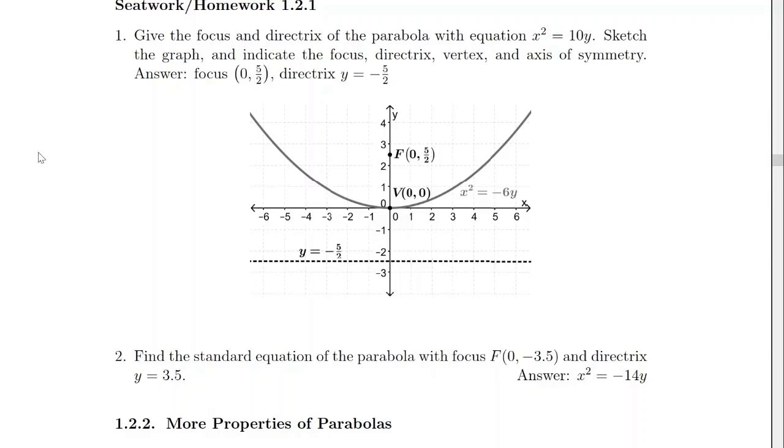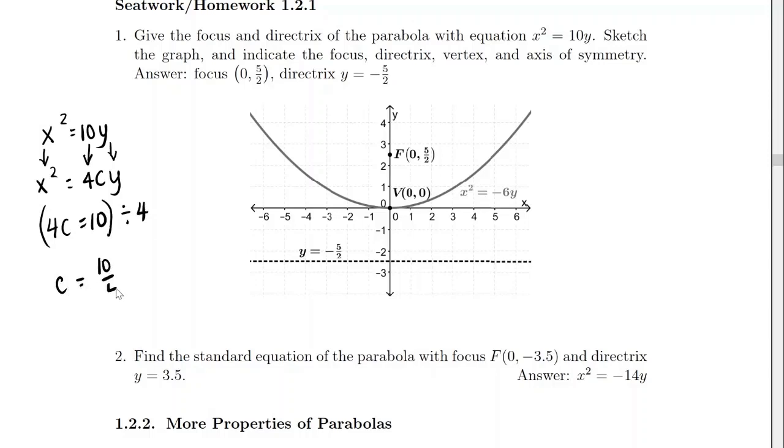So the solution here, since x squared equal to 10y is of the form x squared equal to 4cy, that means x squared equals x squared, y equals y, and 10 is equal to 4c. So 4c is equal to 10. If we divide both sides of the equation by 4, we have c is equal to 10 over 4, and if we simplify that, that is 5 over 2. So c is equal to 5 over 2.